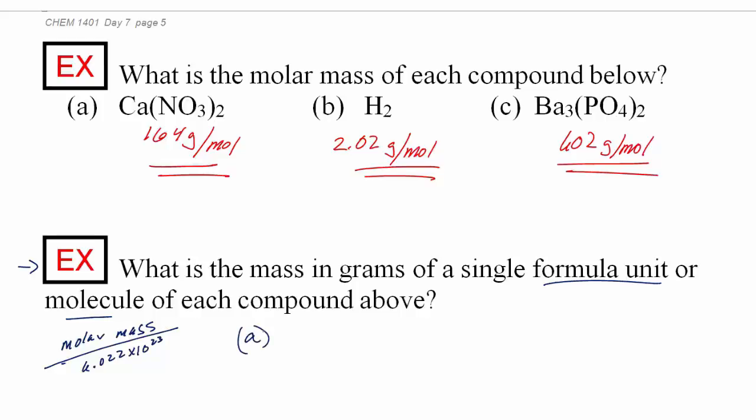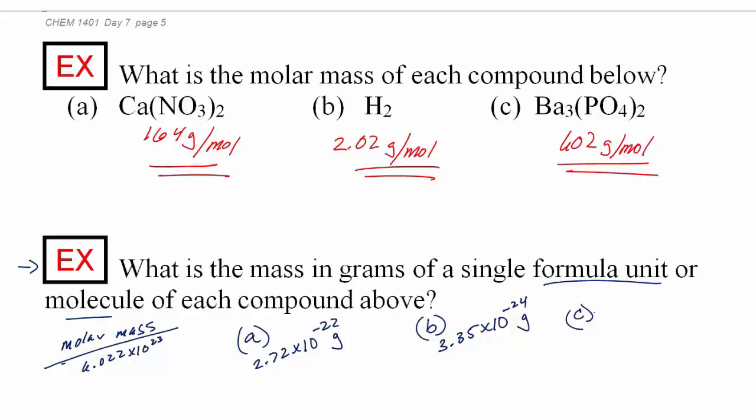164 divided by 6.022 times 10 to the 23rd, I get about 2.72 times 10 to the negative 22 grams. Hydrogen, 2.02 divided by 6.022 times 10 to the 23rd, about 3.35 times 10 to the negative 24 grams of hydrogen. That'd be 1 molecule of hydrogen. Very small numbers.